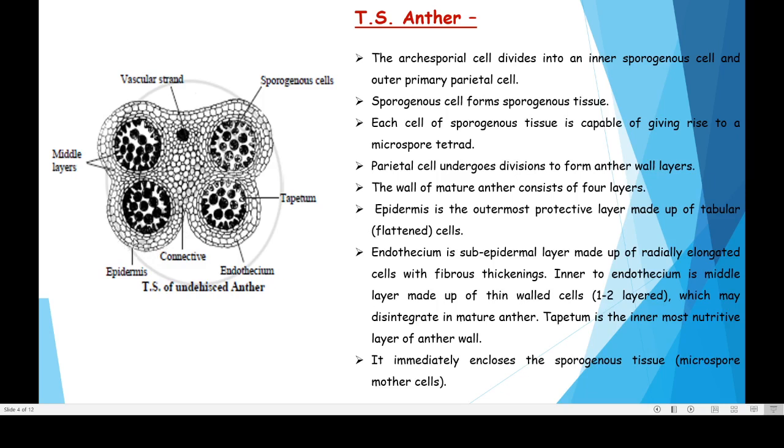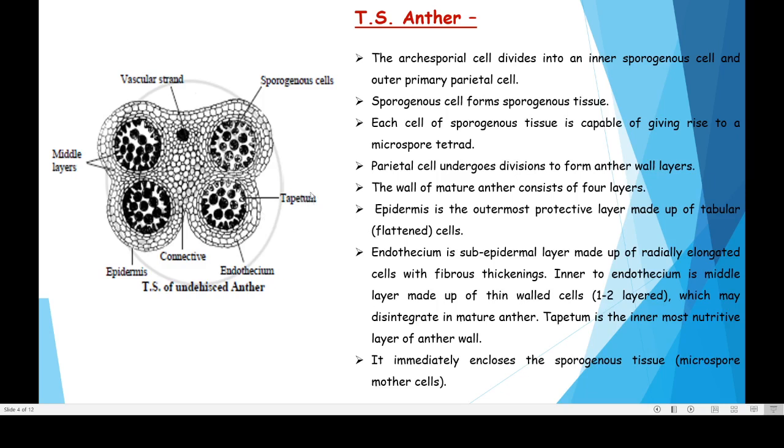Inner to this epidermis you will find endothecium. Then inner to this endothecium you will find the presence of the middle layer. These pollen sacs are enclosed by the fourth layer of the anther, which is known as tapetum. This tapetum is the nutritive layer of an anther. That means whenever the microspore or the pollen grain develops, it will receive nourishment from this particular layer.